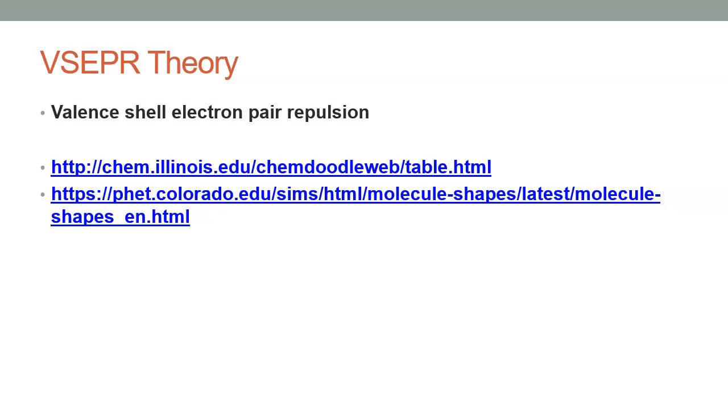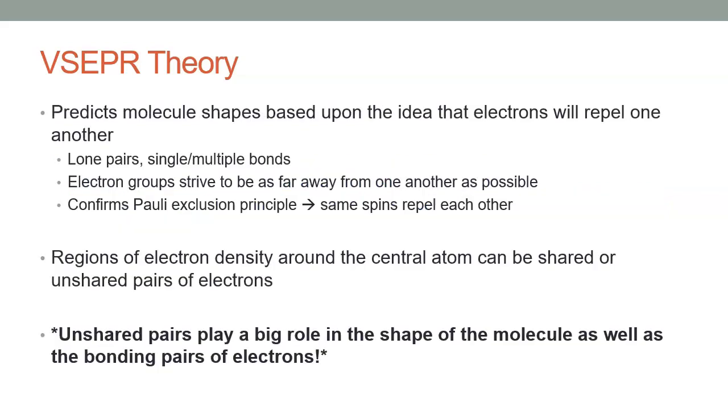We will use this PhET simulation here to look at that, but the other link on there is also a really great resource. They have some videos and they have a chart of all of the different shapes, and it's a really great resource if you need some extra assistance as we move forward. So looking at the VSEPR theory, we're looking at how we predict molecule shapes based upon the idea that electrons repel one another. So whenever we look at this, we're looking at lone pairs of electrons like we drew in our Lewis structures. We're looking at single bonds and multiple bonds.